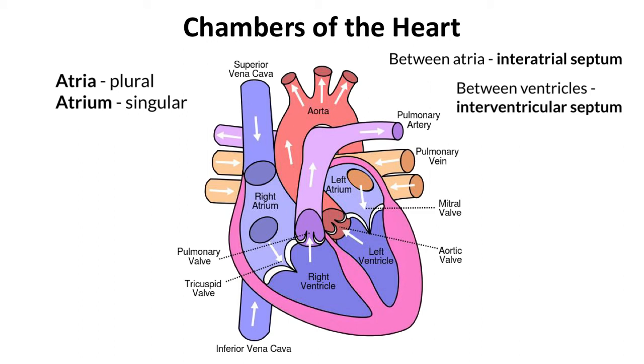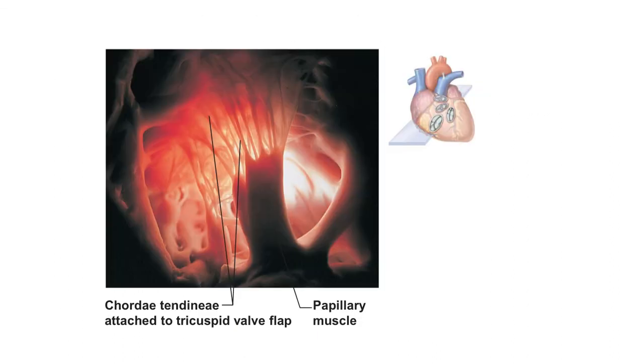There are four valves in the heart that make sure blood flows through the heart in the correct way. Two atrioventricular valves and two semilunar valves. They are the tricuspid valve, the pulmonary semilunar valve, the bicuspid or mitral valve, and the aortic semilunar valve. These valves are anchored to the papillary muscles of the ventricular wall by cords of tissue called Chordae Tendineae.